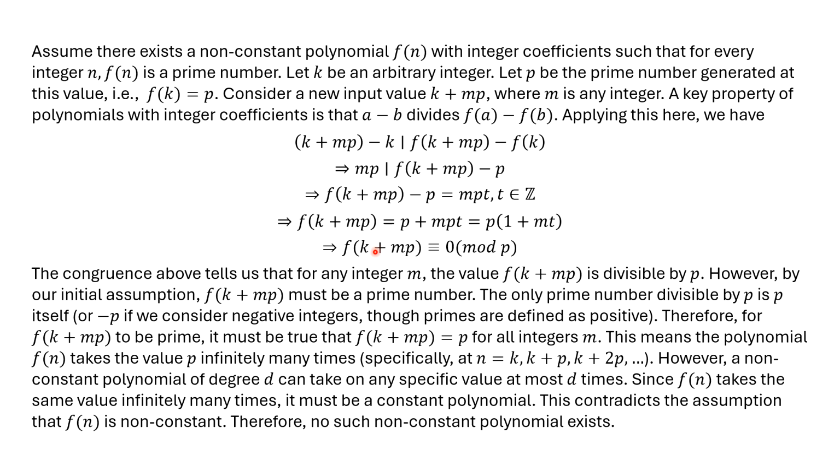All right, this is all leading us to a contradiction. The congruence above tells us that for any integer m, the value f of k plus mp is divisible by p. However, by our initial assumption, f evaluated at any integer, let alone k plus mp, must be a prime number. The only prime number divisible by p is p itself, or minus p, but we normally don't think of prime numbers as being negative. Therefore, for f of k plus mp to be prime, it must be true that it equals p for all integers m, right? This m was any integer we want to pick here.